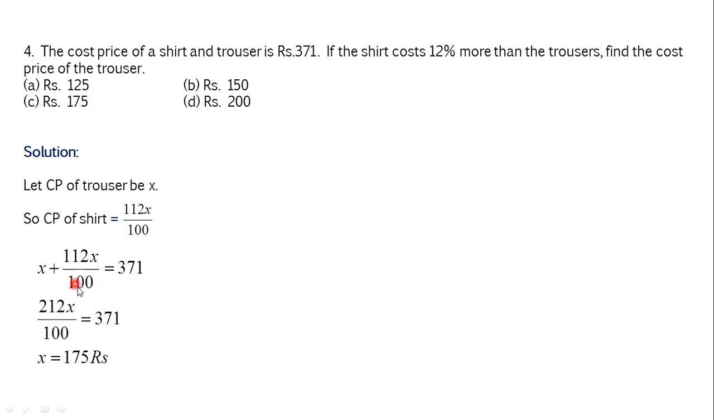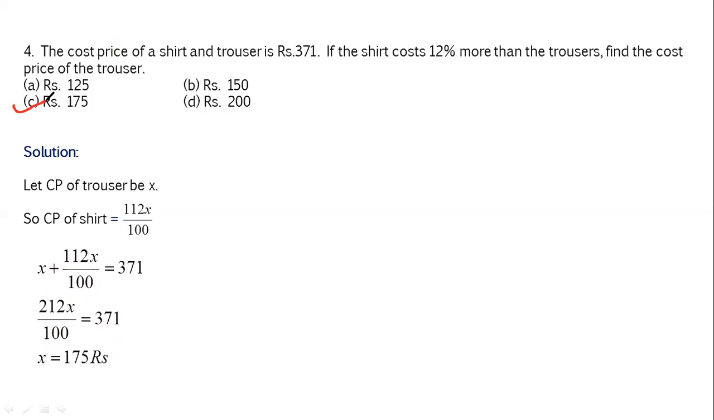So if you do the cross multiplication, 100X plus 112X, it will be 212X upon 100 is equal to 371. X will be equal to 175. Okay, do this calculation. X will be equal to 175. What is X? CP of the trouser. What is asked? What is the price of the trouser? So we know the answer, 175. So option number C.